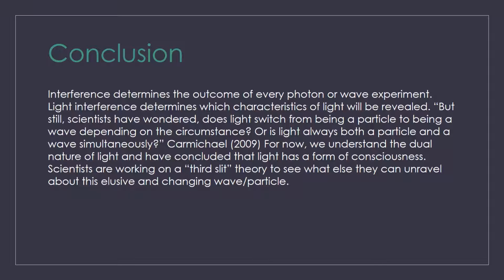So, one scientist concludes, what is light? Does light switch from being a particle to being a wave depending on the circumstance, or is light always both a particle and a wave simultaneously? And to this day, scientists aren't sure. They don't know. But right now, they are working on a third slit theory to see if they can find a third nature about light. But for now, we know conclusively that light is both a particle and also a wave.